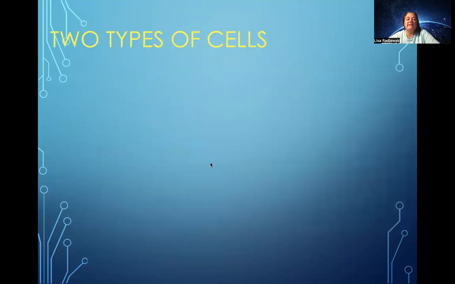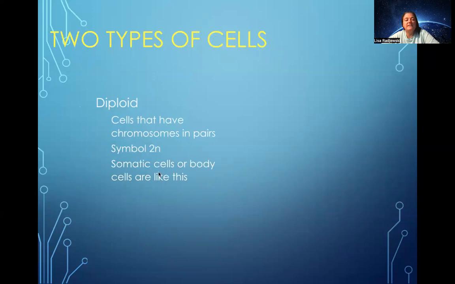All right, and then lastly, I believe, are the 2 types of cells. We have diploid cells and haploid cells. A diploid cell, DI, means 2. That means these are cells that have the chromosomes in pairs, like I just showed you for the homologous chromosomes. The symbol is 2N, meaning there are 2 times the number of chromosomes. And the cells that are diploid in our body are the somatic cells or the body cells. Somatic and body cells are the same thing.